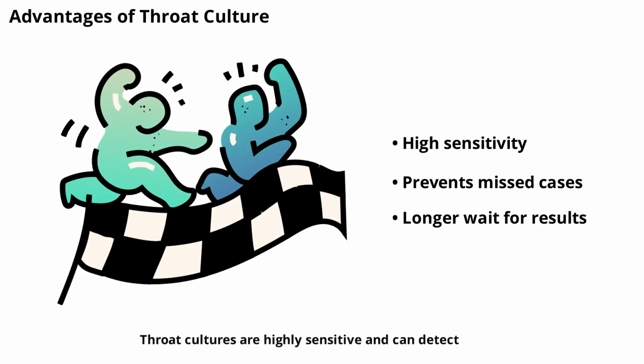Throat cultures are highly sensitive and can detect even small amounts of group A Streptococcus bacteria. This makes them especially useful in cases where the rapid test is negative, but clinical suspicion remains high. The accuracy of throat cultures helps prevent misdiagnoses and ensures that patients receive the right treatment. However, the main drawback is the longer wait time for results compared to rapid tests.